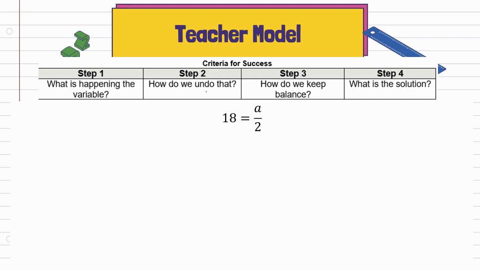How do we undo that? If I'm undoing something, that means I need the inverse. The inverse of division is going to be multiplication. So that means I'm going to multiply both sides by 2.